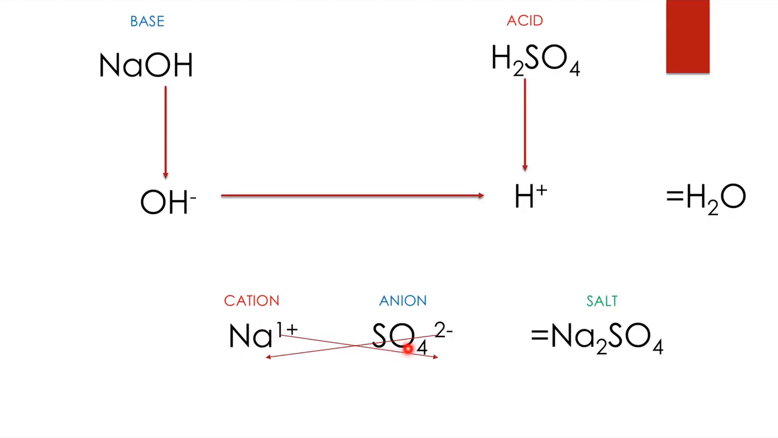You all know this method. This 2 is actually the valency. ये valency क्या हो जाती है? क्रॉस हो जाती है. So Na के नीचे ये जब 2 आएगा, so Na2SO4 will be the salt.